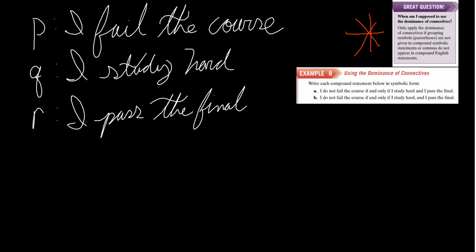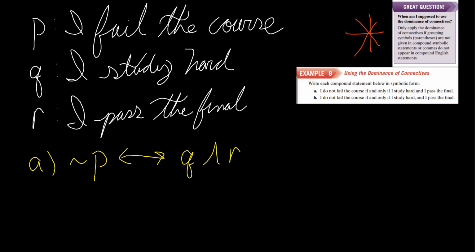A, I have to do this in a different color now. A is I do not fail the course if and only if I study hard and pass the final. So we have I do not fail the course, so we're going to say not P. Then we have if and only if I study hard and I pass the final. So we have Q and R.